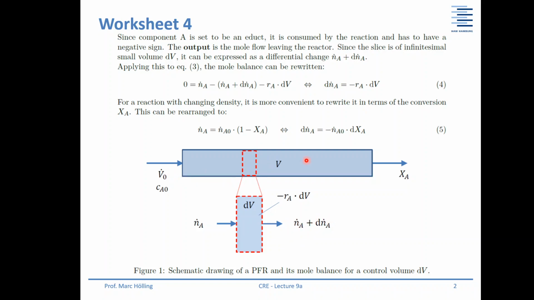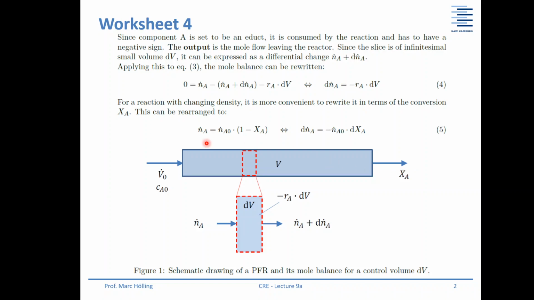If you look at the plug flow reactor, you have a volume flow at the inlet. If the density is changing, then the volume flow is not constant, but it will increase or decrease while flowing through the plug flow reactor. You have an inlet concentration of component A, and at the outlet you have your conversion. In the example we set it to be 80%.